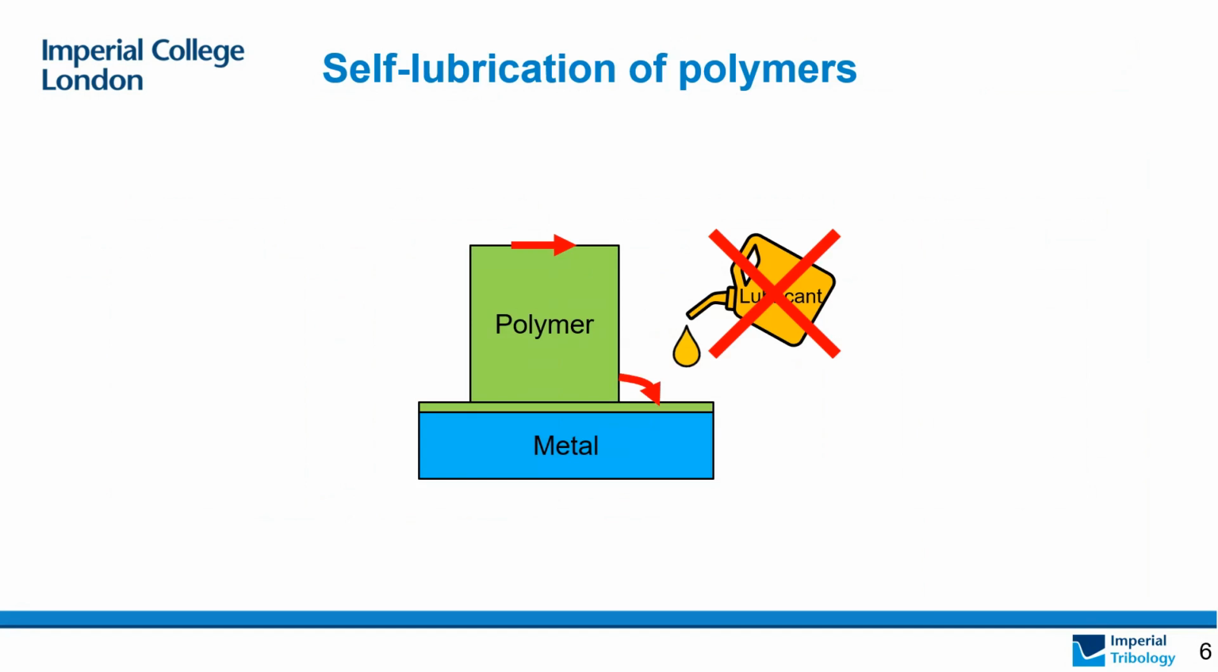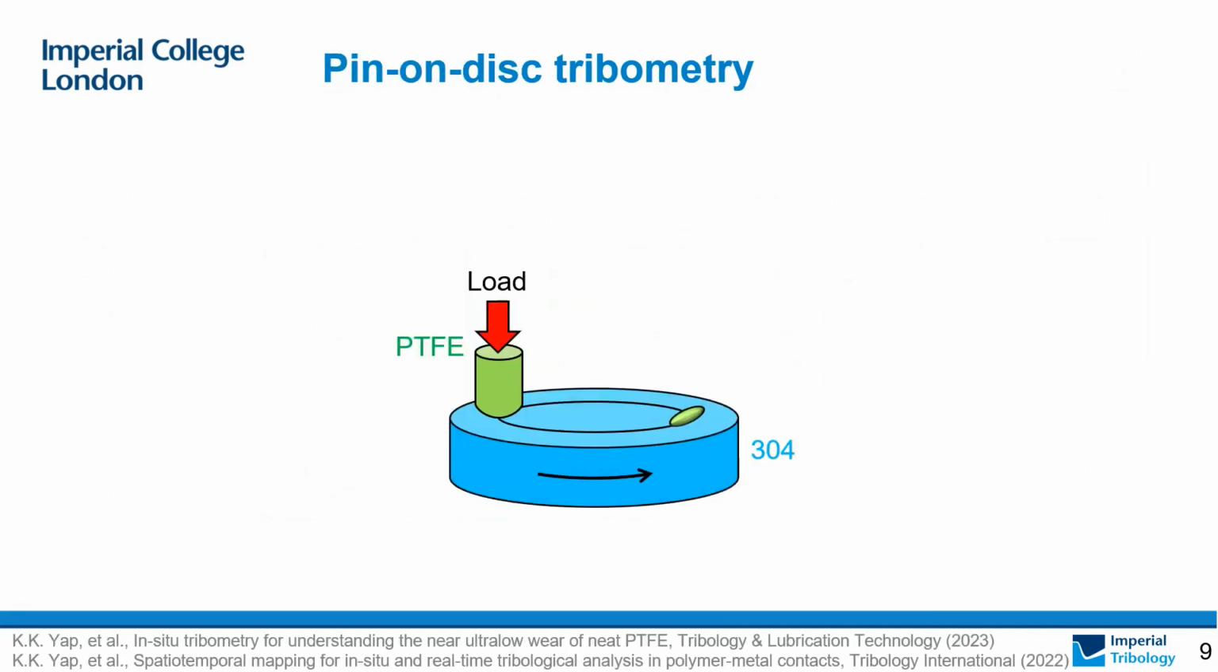This is because when we slide a polymer against a metal, some polymer will transfer to the metal counterface. This is what we call a transfer film. The transfer film often contributes to low friction, making polymers a good material for self-lubrication.